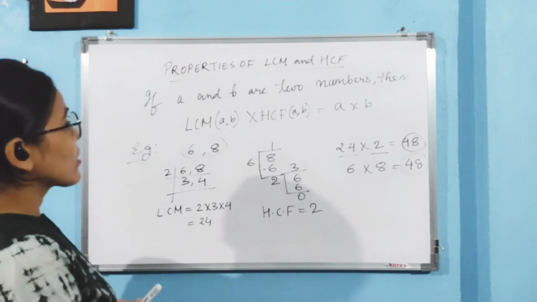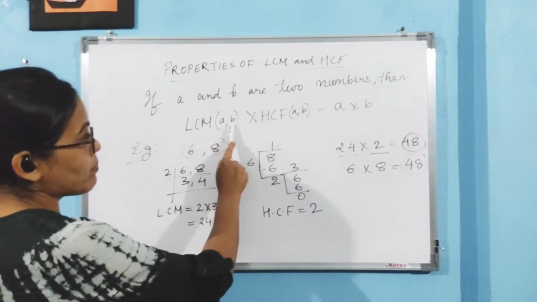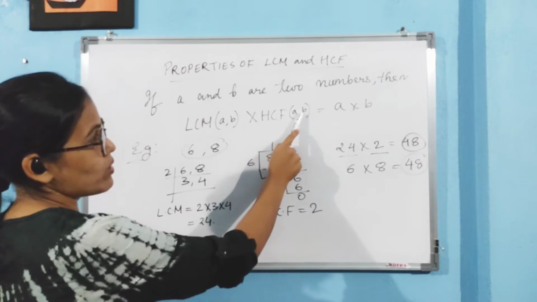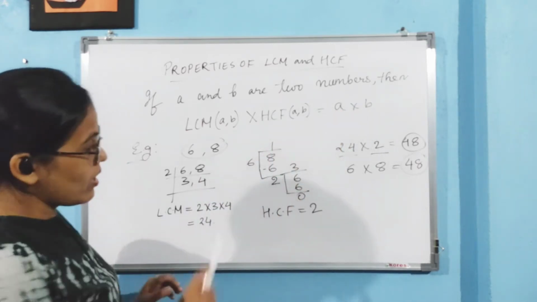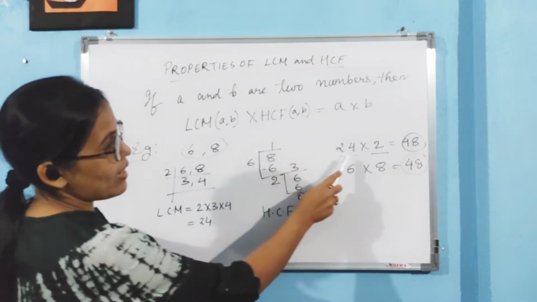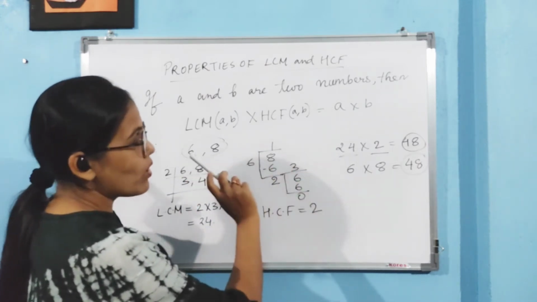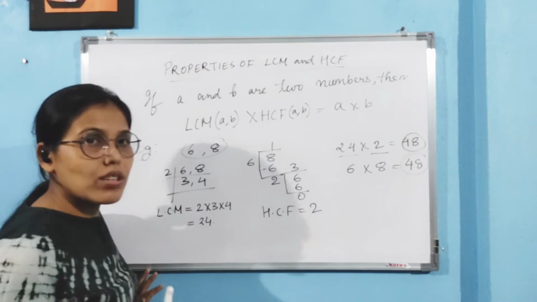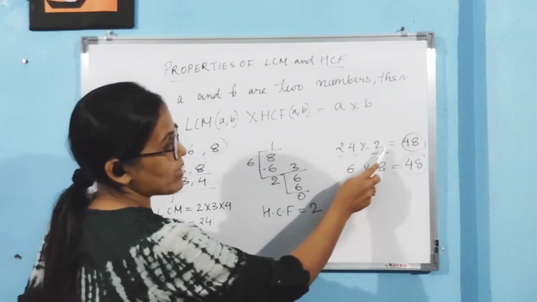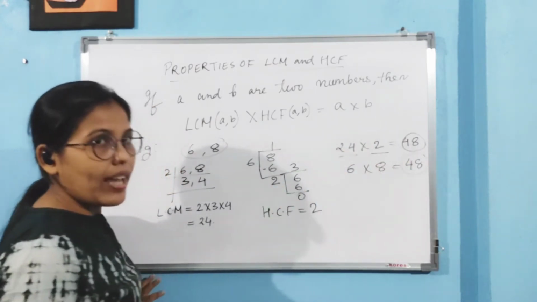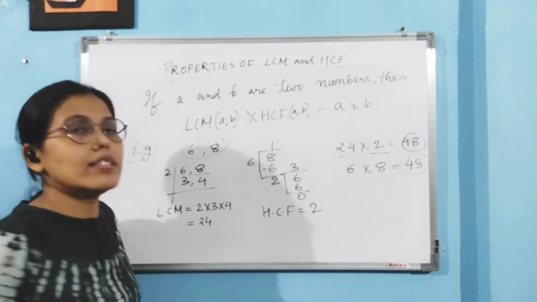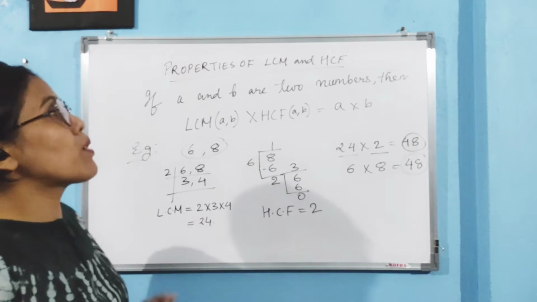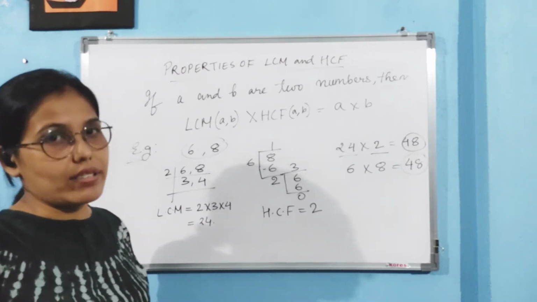That is, LCM of two numbers into HCF of two numbers will be equal to the product of those two numbers. See, 6 and 8. The LCM of 6 and 8 is 24 and the HCF of 6 and 8 is 2. When you multiply these two, you are getting 48. Again, if you multiply the two numbers also, you will get the same number. So this is the property of LCM and HCF.